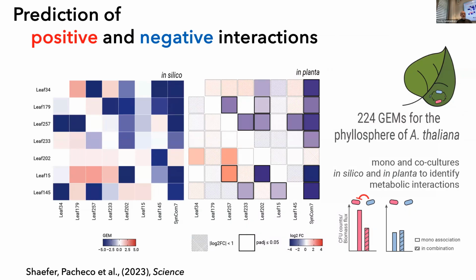In another recently published work, we worked with the group of Julia Vorholt at ETH Zurich, where we curated and developed the genome-scale models for 224 organisms that live in the phyllosphere of Arabidopsis thaliana. Based on this, we are able to predict positive and negative interactions between these organisms, and almost all of them have been verified experimentally. This is what we call qualitative, structural modeling. I'm sure you're familiar with this; I gave you a little bit of a flavor here.